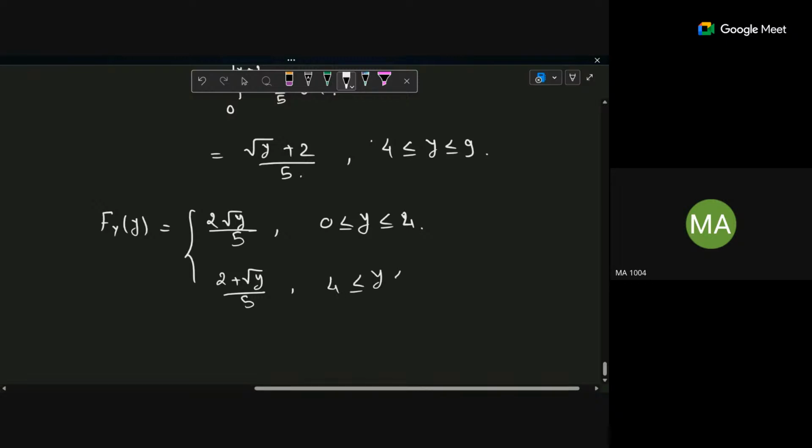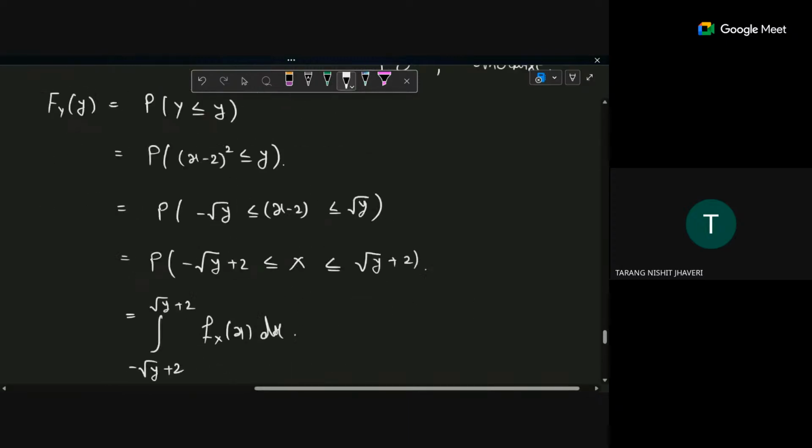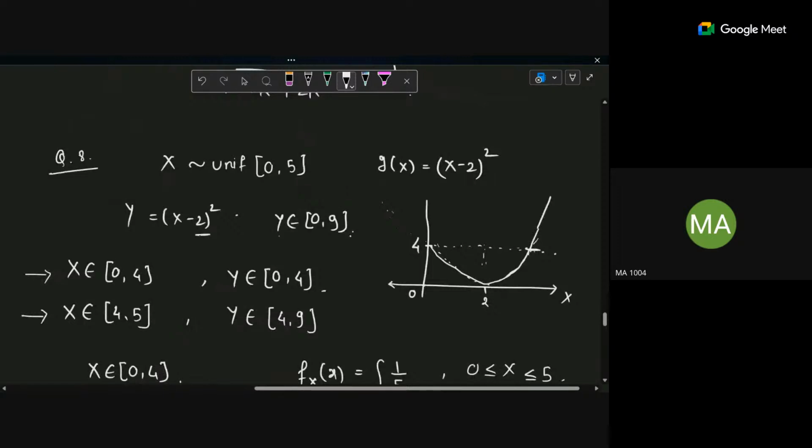Ma'am, I don't understand why we took only the positive side. Because whenever x is equal to 4, and x starts increasing from 4 to 5, our graph is not symmetric now. So there is no need to take this negative portion. That's why we removed it.